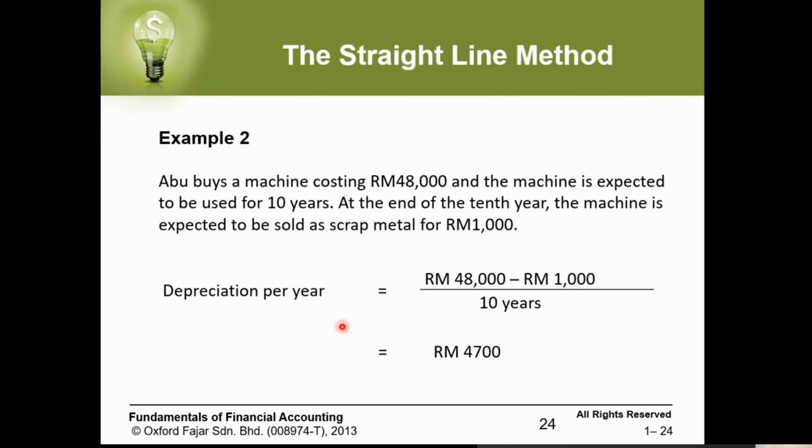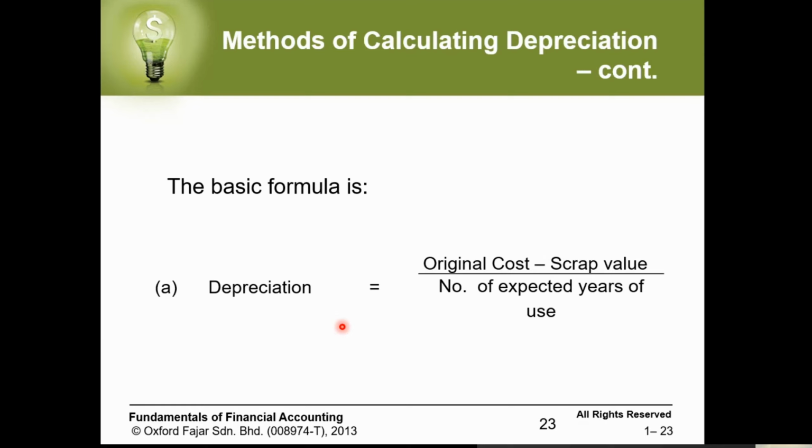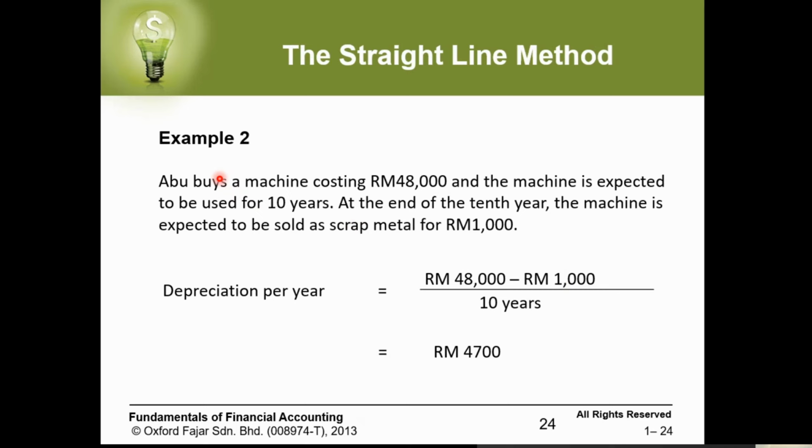Let's take an example. The basic formula when you want to calculate the depreciation is the original cost, and of course you need to consider installation cost and transferring cost, minus the scrap value. You need to consider the scrap value here, which is the value of the asset at the end of its life if you want to sell it as scrap, divided by the number of expected years of use. Let's take this example. Abu, he's a businessman. He bought a machine costing 48K, and the machine is expected to be used for 10 years.